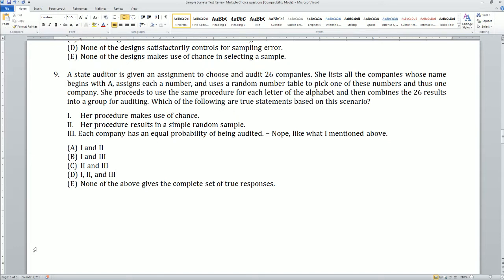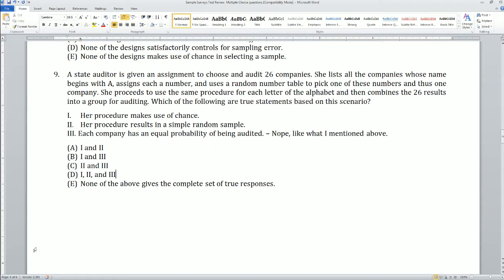So you're saying 3 is correct. Okay. Why is 3 correct then? Each company that was put into the random picking, so each company is equally likely to be audited? How is that if they are stratifying each company?